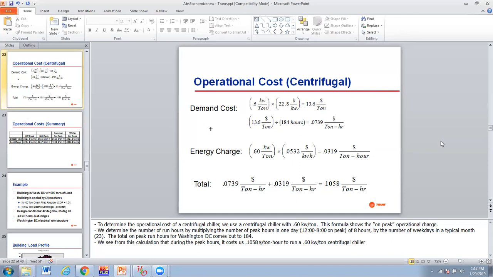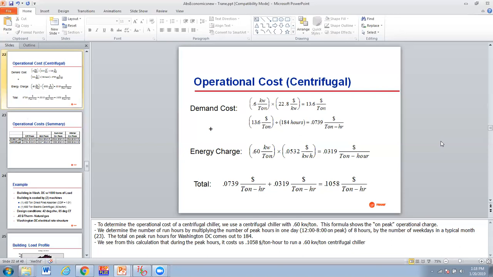And then what they do is look at the operating time. Down at the bottom, you can read the print with me. The on-peak hours are 12 to 8, so that's 8 hours a day. They're saying that typical work days are 23. 23 times 8 is 184. So they're going to spread this demand charge out evenly over these 184 hours. If you take the 13.6 divided by 184, you get 7.39, so that's cents per ton hour. That's how they're going to handle the demand cost.